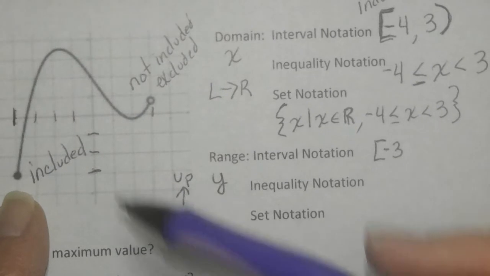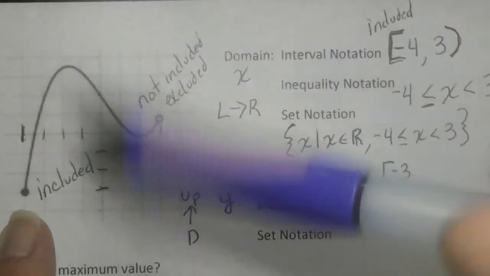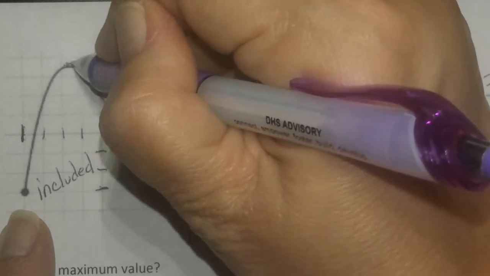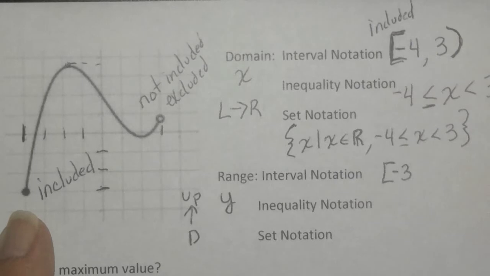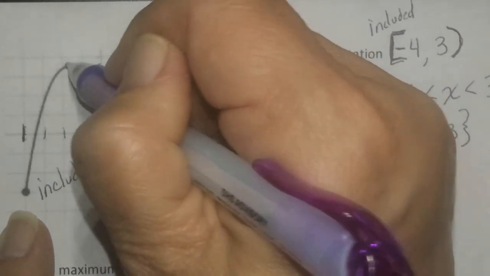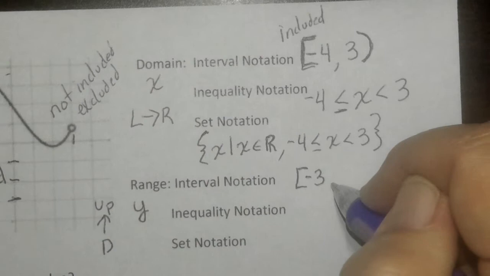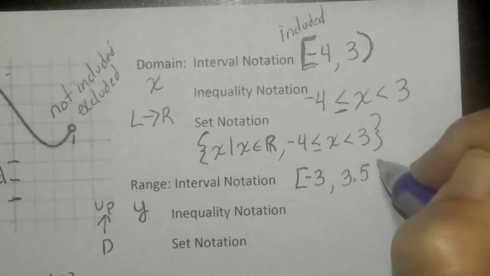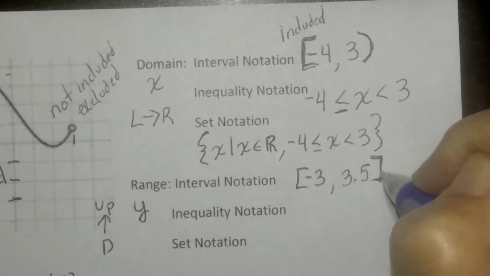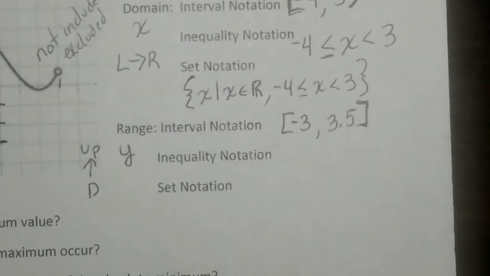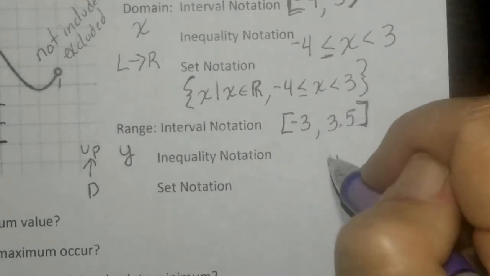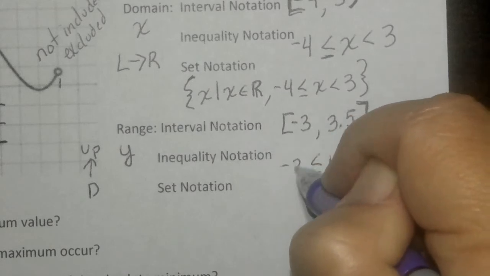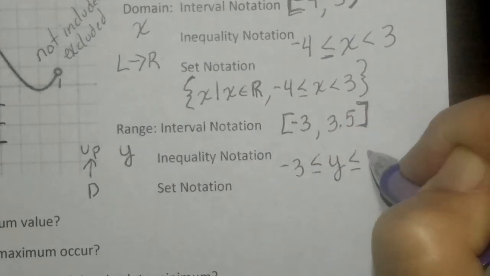And then I'm going to go up to my highest point for y, which is here, which I look over. That's about 1, 2, 3.5. And 3.5, that point that is on the graph. So that will go to 3.5 with a bracket. So now both endpoints are included for the range. So for my inequality notation, y is going to go in the middle. Y is greater than or equal to -3. Y is less than or equal to 3.5.